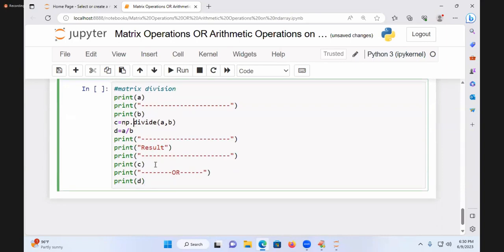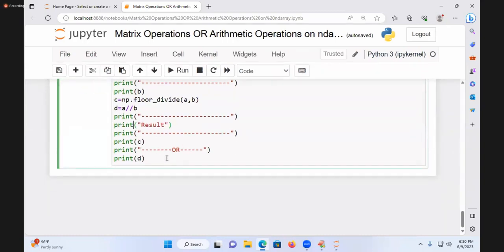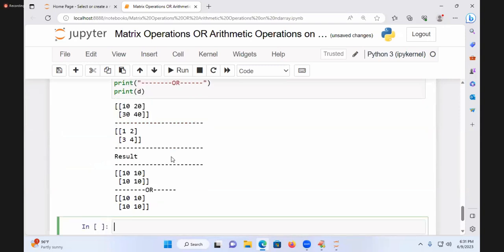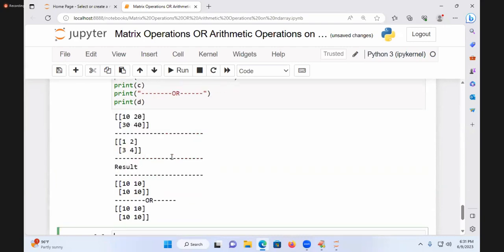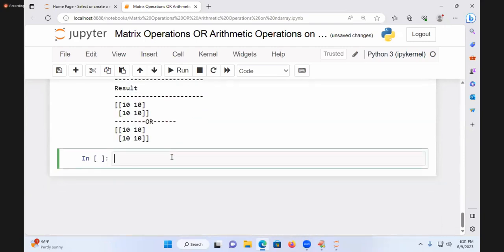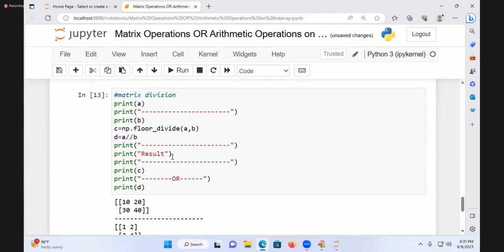Floor divide. I'll write underscore floor underscore divide, and I am writing double slash. See, students, floor underscore divide. Now I am writing like this. See the answer now: 10, 10, 10, 10. Earlier it was 10 point something, now it is going to give you floor divide, normal 10 is coming. Are you following me? This is related to matrix division. What are the operators? Slash and double slash: divide and floor divide.